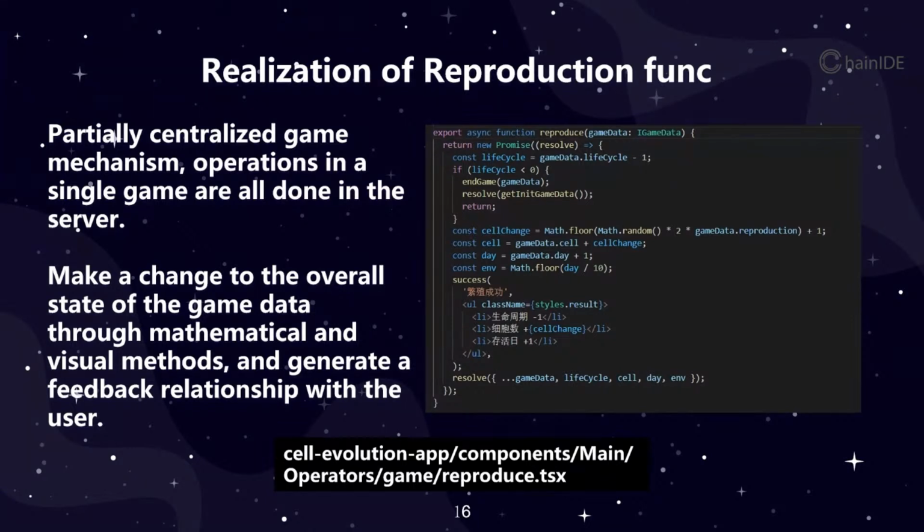Like here, we change the cell number by calculating the cell exchange and add it to the original cell number. We also change the day of the game data, and we record all of the changes when we click this reproduce button. The others, like evolve and mutation, work the same way. The details of this operation are in this file: component, main, operators, game, and reproduce. This path also includes some other operations like evolve or mutations.